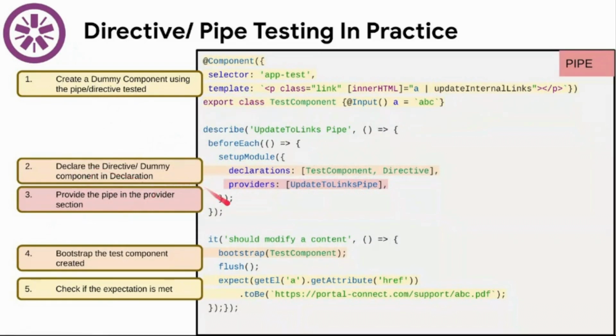Okay, now the second thing is the setup module. Inside the setup module we will declare this dummy component first of all. Here we have used a pipe, but in case there is a directive, we are going to declare it inside the declaration section. Then inside the provider section there would be the pipe, whatever pipe you are using. Then we are going to bootstrap this dummy component and test whether the expected element is there or not. Suppose ABC is the input and we are expecting this to be the output from that pipe, so whether it is there or not.